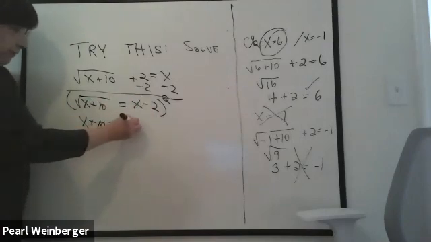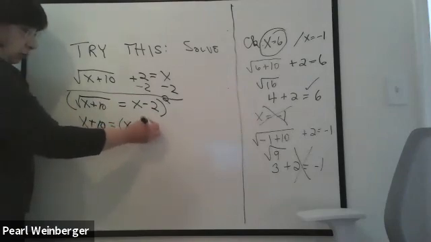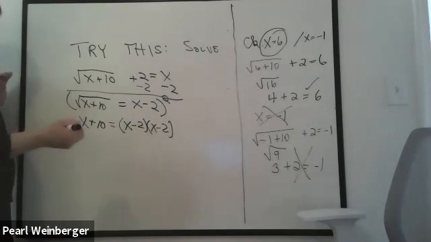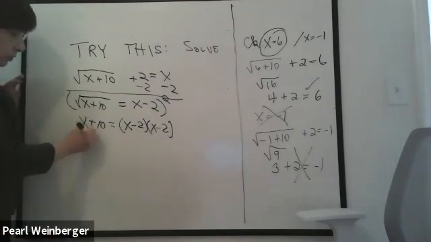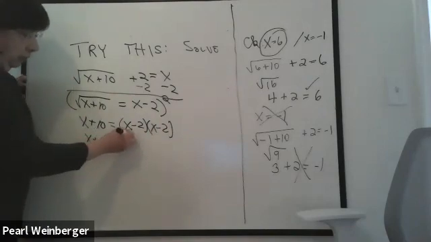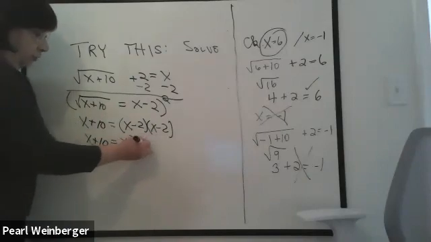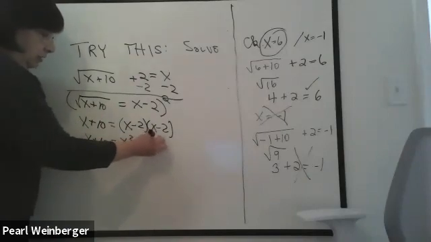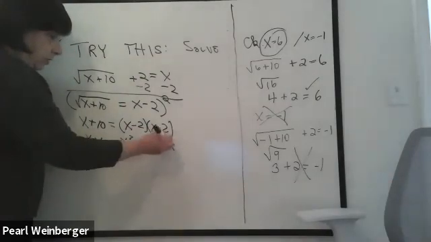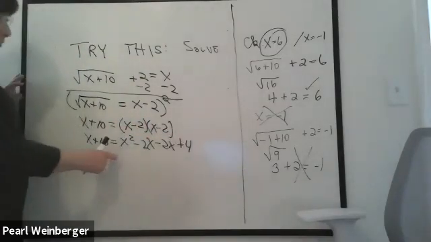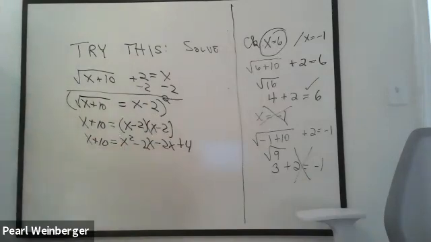So I actually have to multiply the x minus 2 times the x minus 2. I have to square that. So this stays x plus 10, and this becomes x squared. I'm doing FOIL. Outer is negative 2x, inner is negative 2x, and negative 2 times negative 2 is positive 4. And of course, that makes this into a quadratic equation.